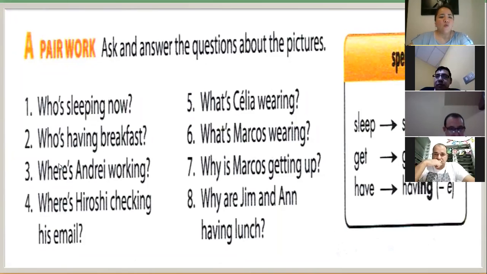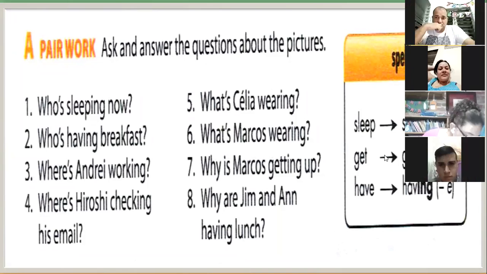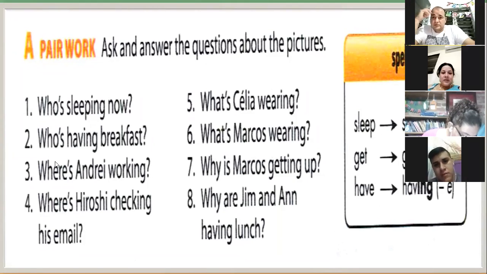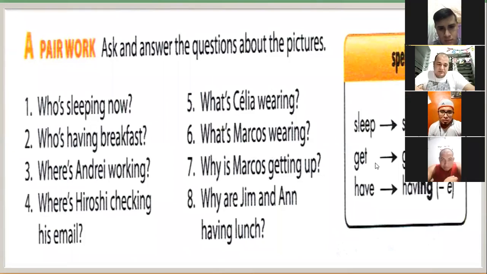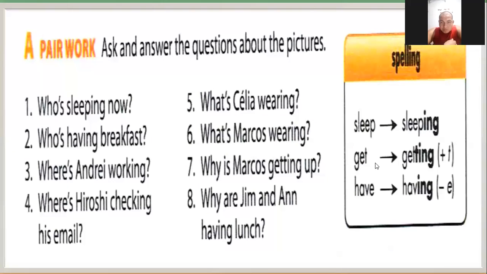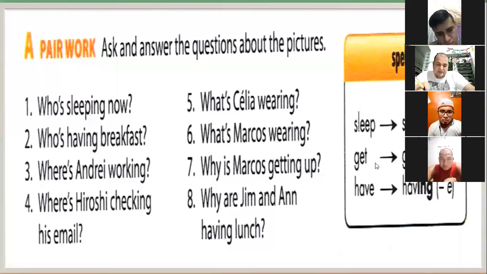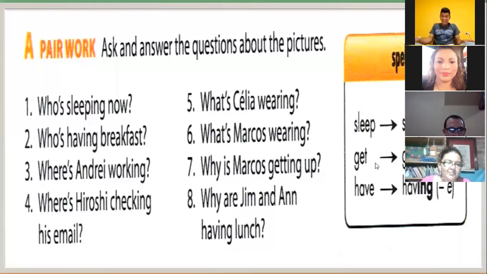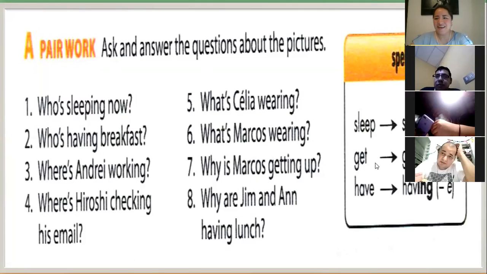Number three. Where's André working? He's working in the school. He's working in Moscow. Very good. Where is Hiroshi? Email. He's checking his mail. Okay, very good. In Tokyo. That's it, in Tokyo. Okay, very good. What's Celia wearing?